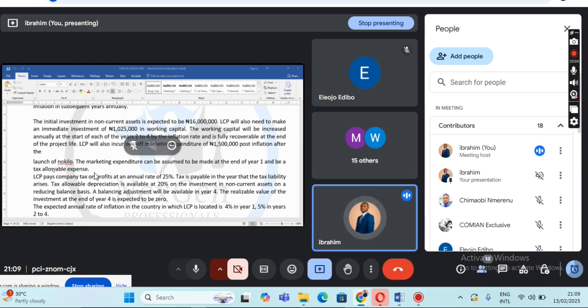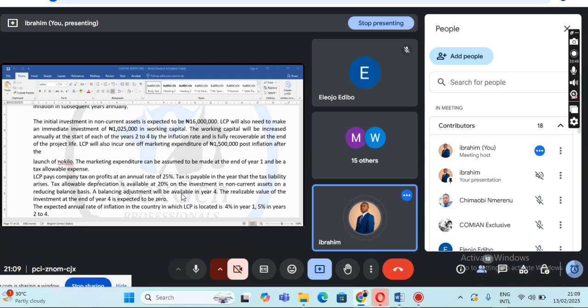Post-inflation, after the launch of Nucleo, the marketing expenditure can be assumed to be made at the end of year one and be a tax allowable expense. It is a one-off because that is what they will use to market the project, so it is a relevant cost. LCP pays company tax on profits at annual rates of 25%. Tax is payable in the year that the tax liability arises.